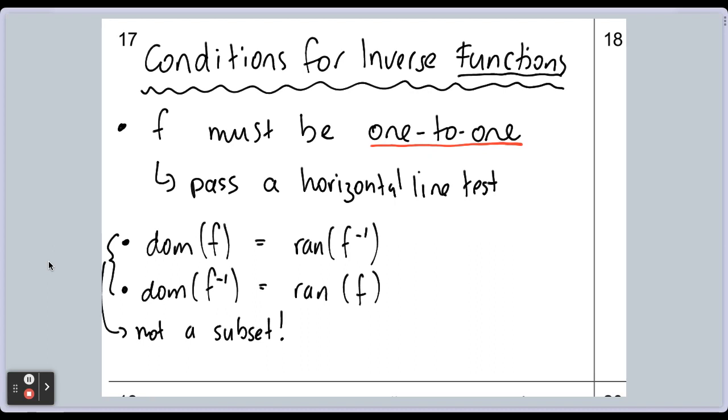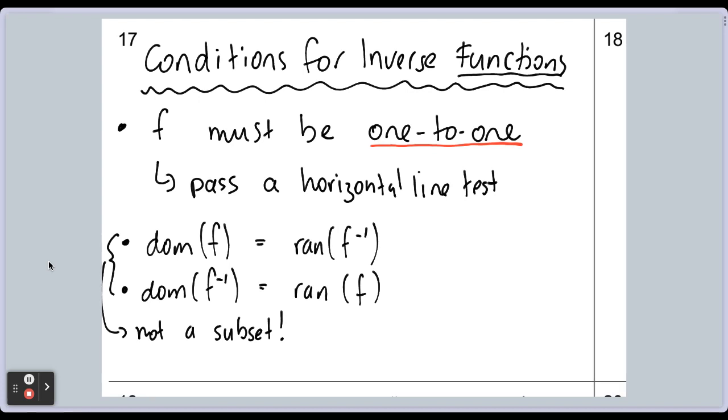Number one is that f must be 1-to-1. We have talked about this. This is why I asked you to start looking at functions and categorizing them as 1-to-1 or not, because I knew inverses were coming up. It is a condition for a function to have an inverse that it must be 1-to-1. An easy way of thinking about that is that it must pass a horizontal line test. A horizontal line test, not a vertical line test. That's just to determine whether it's a function at all. A horizontal line test must also be passed in order for it to have an inverse.